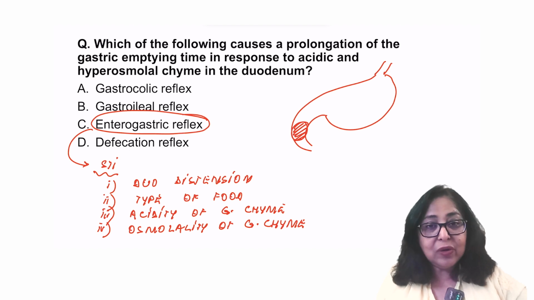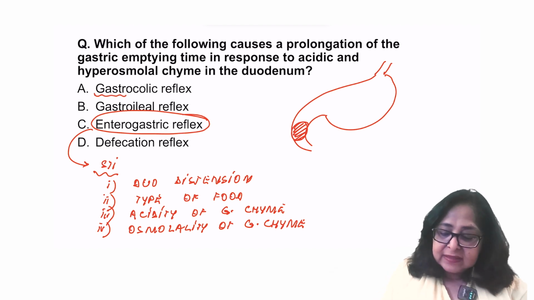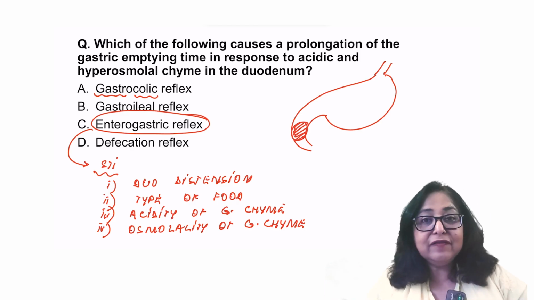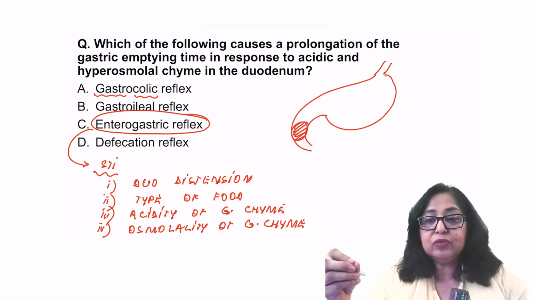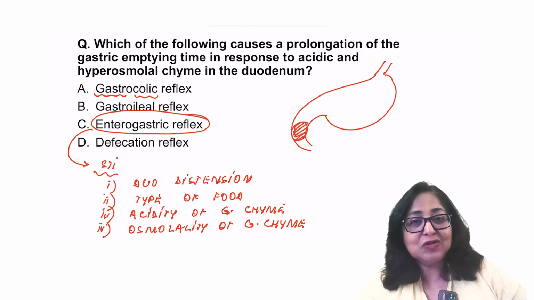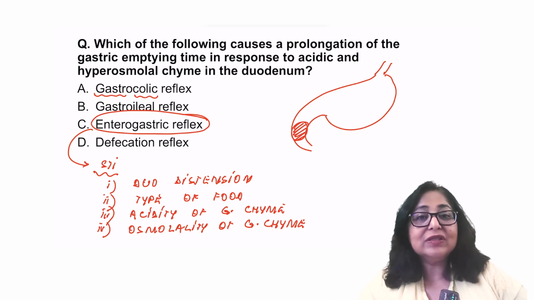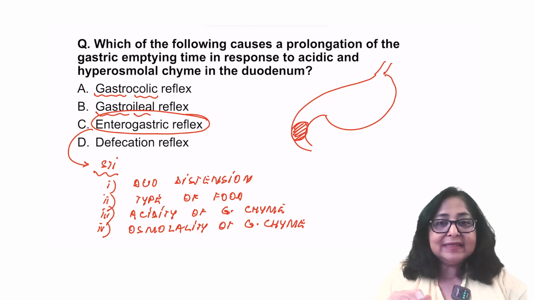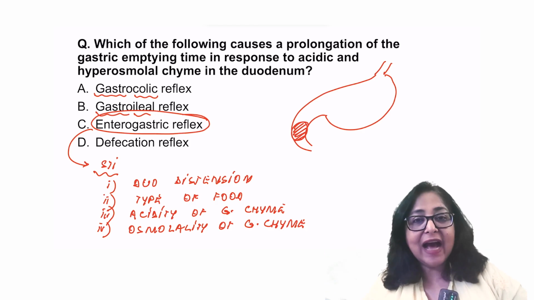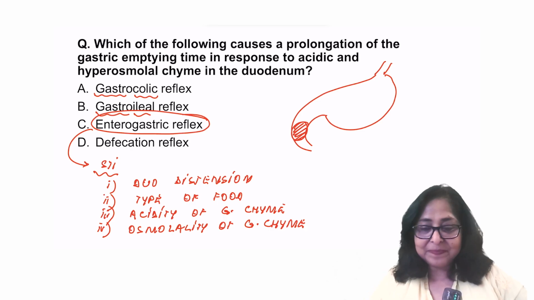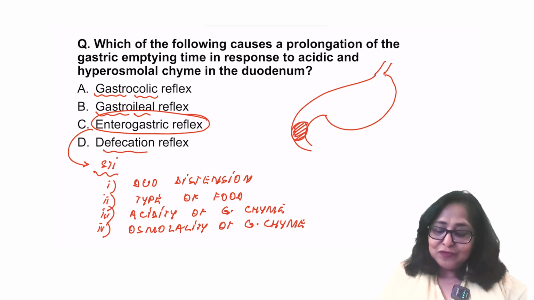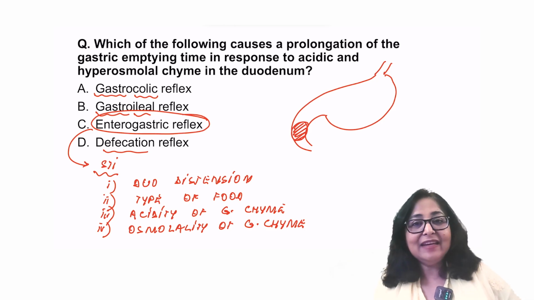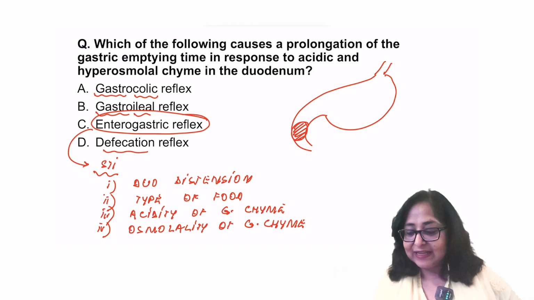What is gastrocolic reflex? When food is present in the stomach, defecation. This reflex is very prominent in infants. The moment you give a feed to a small baby, passes stools. This reflex is, of course, abolished in adults. Gastroileal: food in stomach, relaxation of the ileocecal sphincter. And defecation reflex, of course, we all know. So the answer to this question is C, enterogastric reflex.